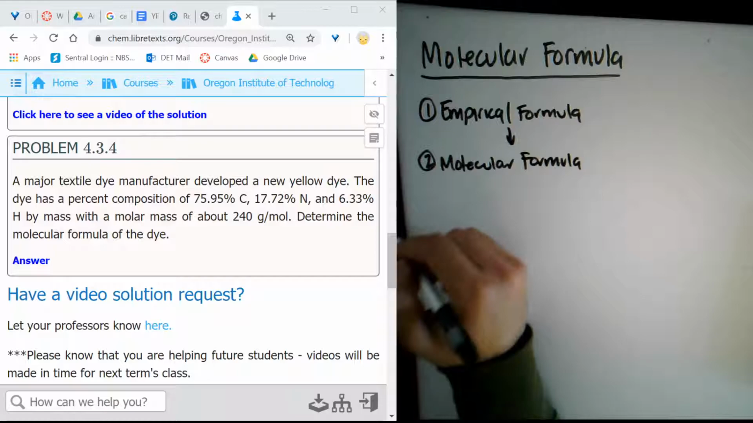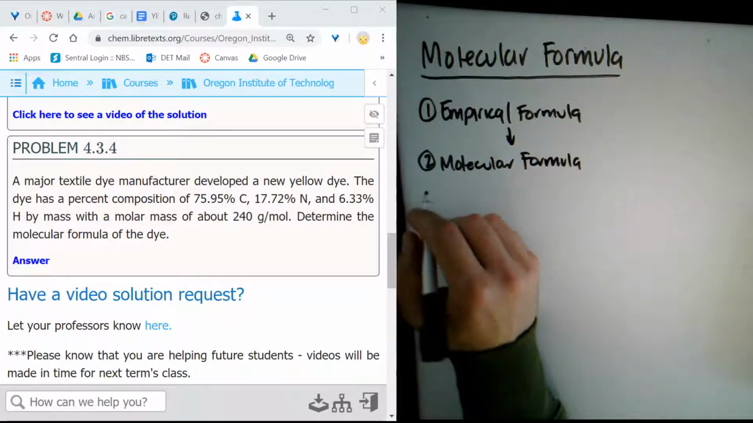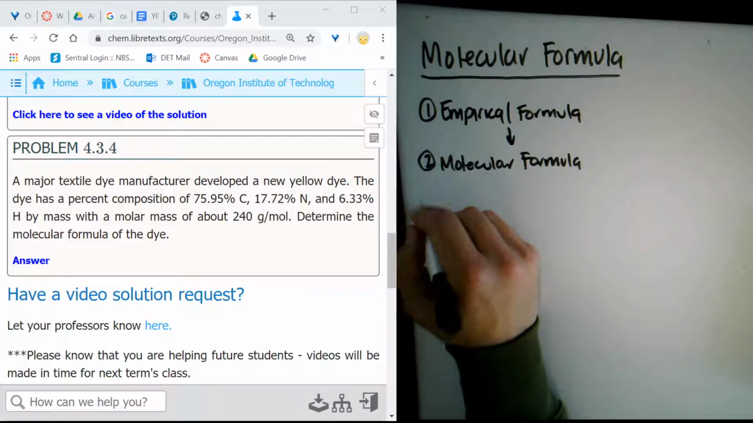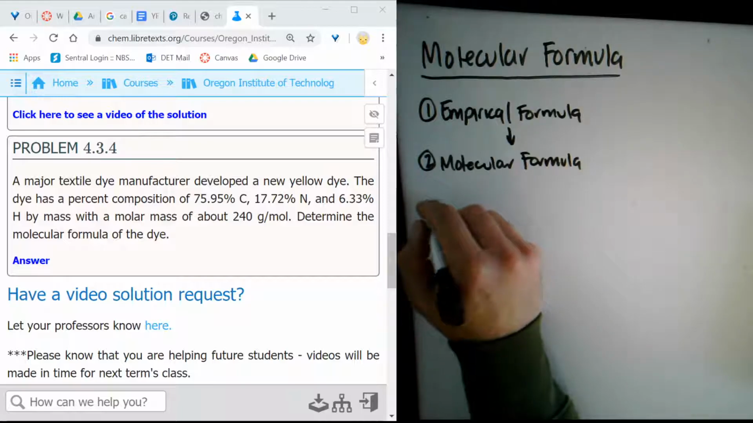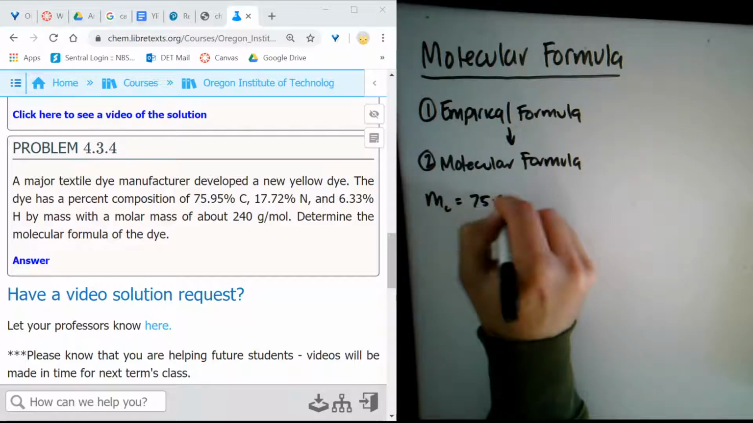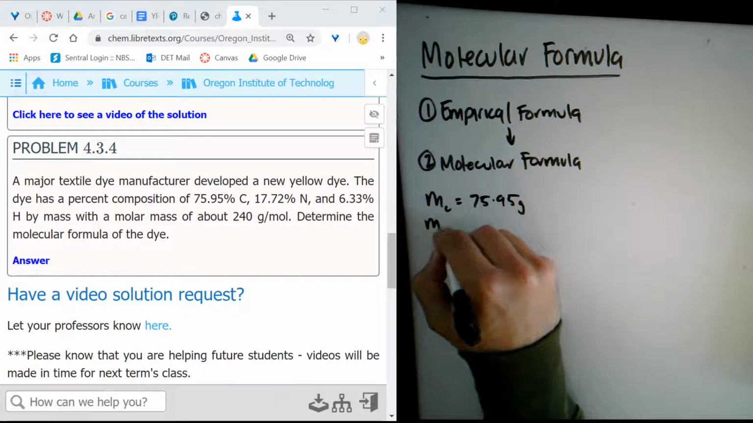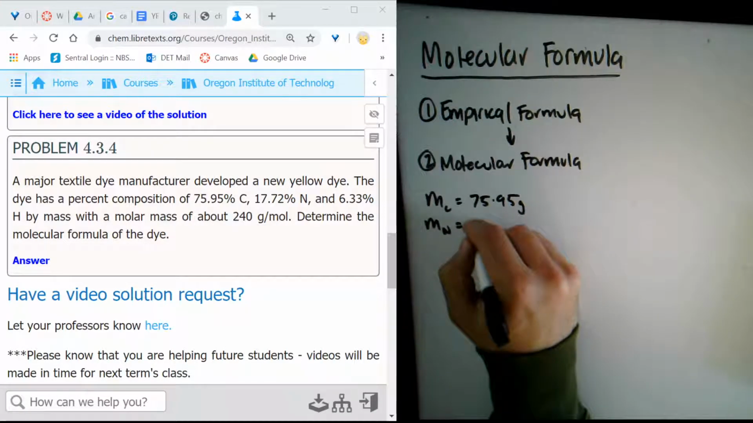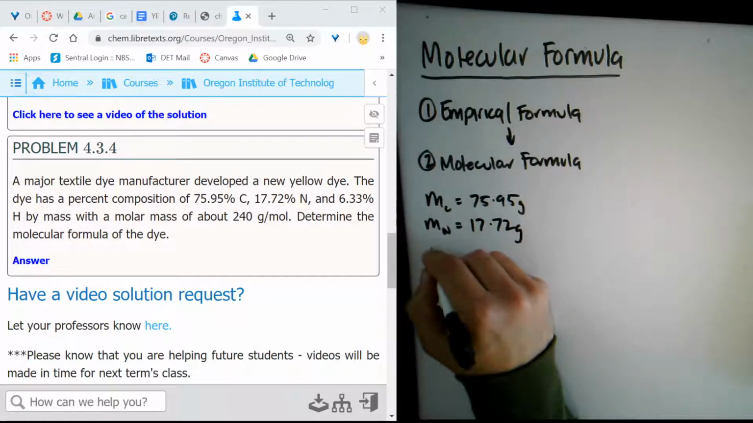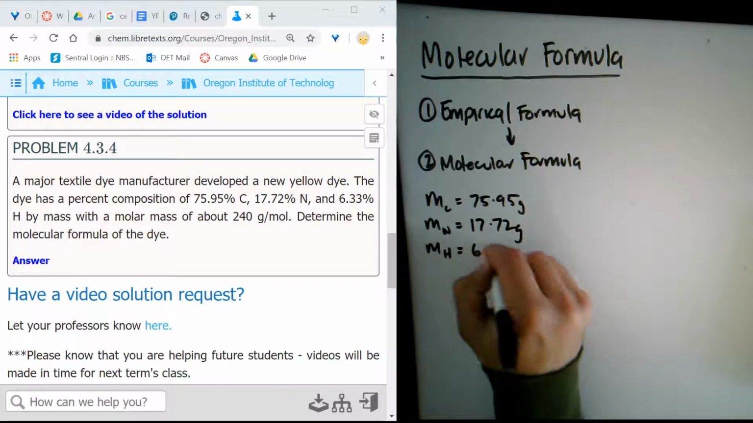So just like we started with before, we've got a major textile dye manufacturer that developed a new yellow dye. The dye has a percentage composition of 75.95% carbon. So remember, we're going to consider 100 grams, which would mean that the mass of carbon is equal to 75.95 grams. The mass of nitrogen is equal to 17.72 grams. And the mass of hydrogen is equal to 6.33 grams.